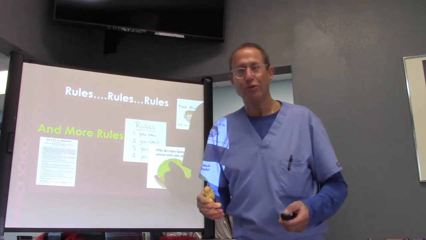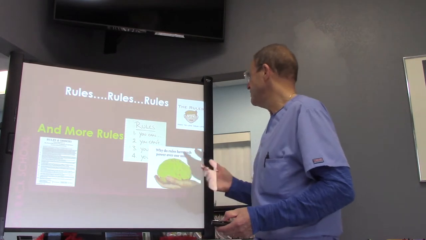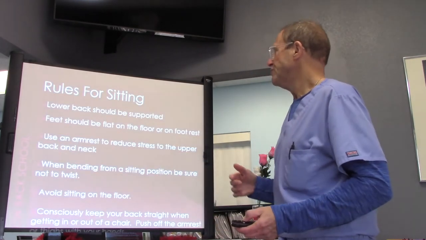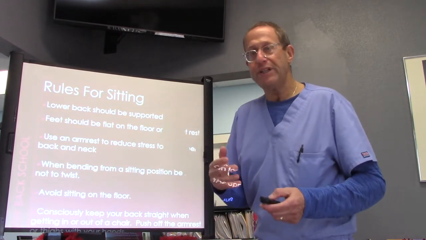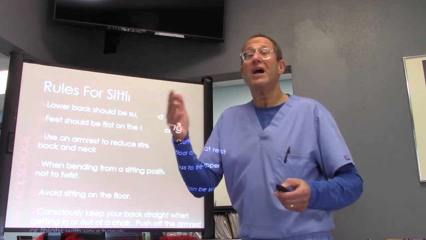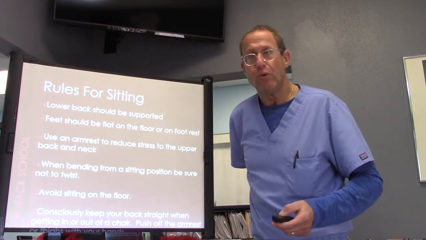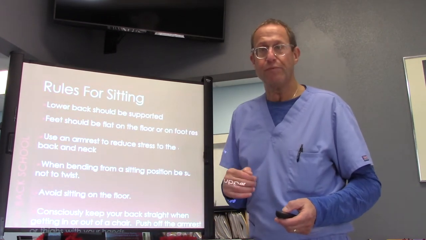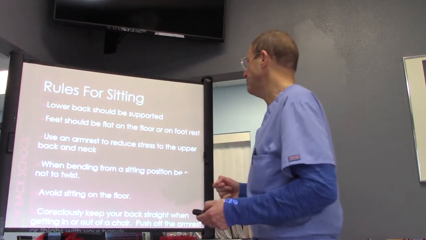Now, there are a number of rules that we're going to go over. No one likes rules, but these are things that you should be doing and things that you shouldn't be doing. So, rules for sitting. The lower back has to be properly supported. You could either purchase from Costco these Samsonite little cushion supports that go behind your back, or you could just take a towel, roll it up, and put that behind your back as well.